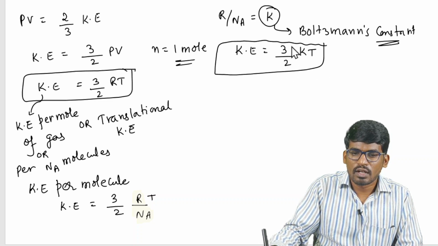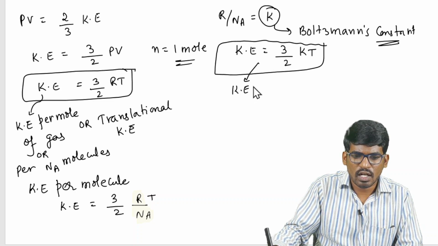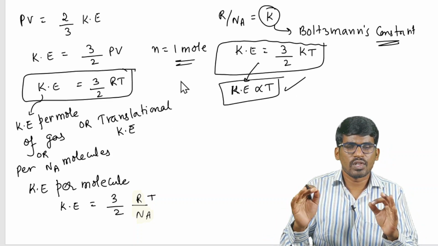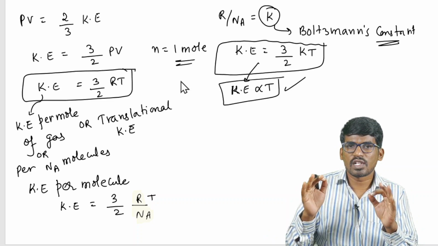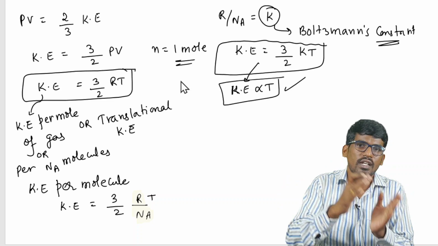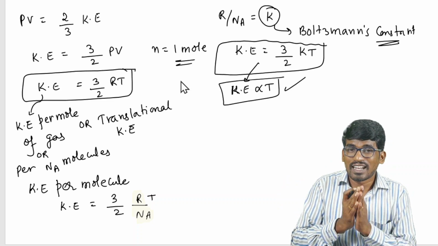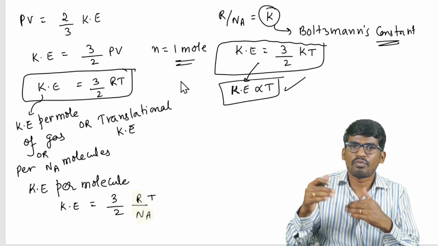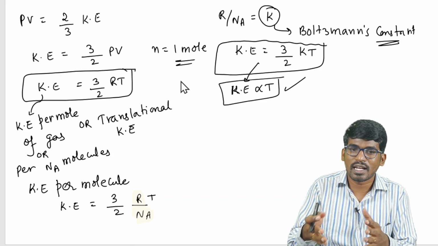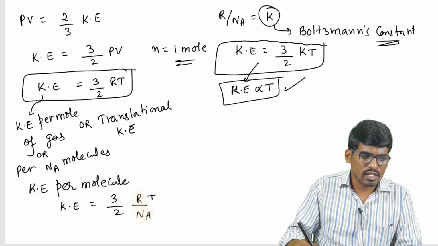3 by 2 is a constant, K is a constant, and from this relation we can understand kinetic energy is proportional to T. The kinetic gas equation gives us a better understanding of all the gas laws. All the gas laws are actually derived from the kinetic gas equation, and that proves all gas laws follow the kinetic gas equation, meaning the gas is actually an ideal gas, isn't it?